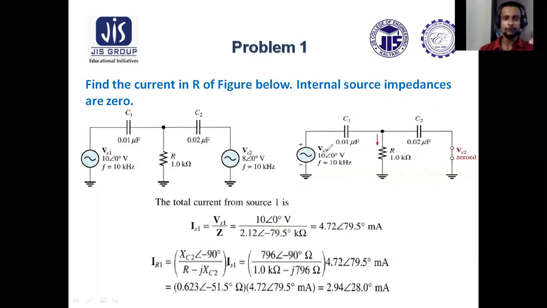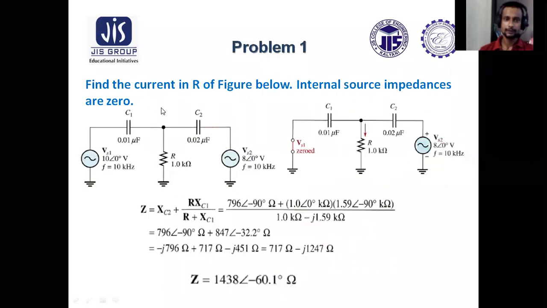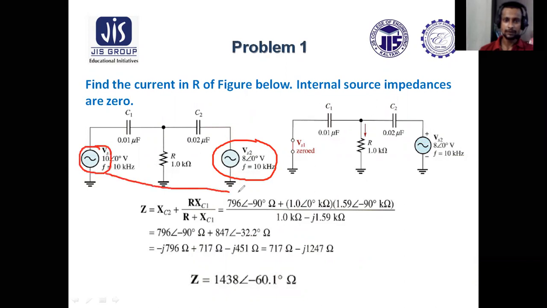The same procedure will be followed for the VS2 source while it is acting alone. Now what will you do? We'll consider this source and we will replace this one. So this one will be replaced by a short circuit. Clear? The same procedure will be followed with VS2. So current will be flowing like this.